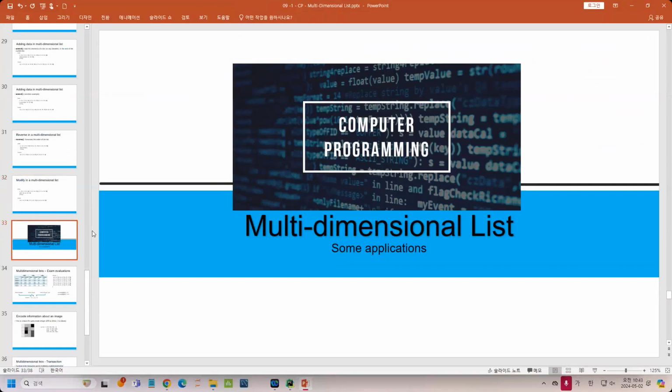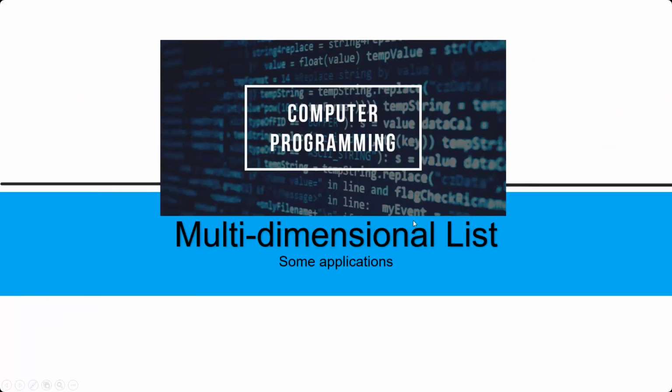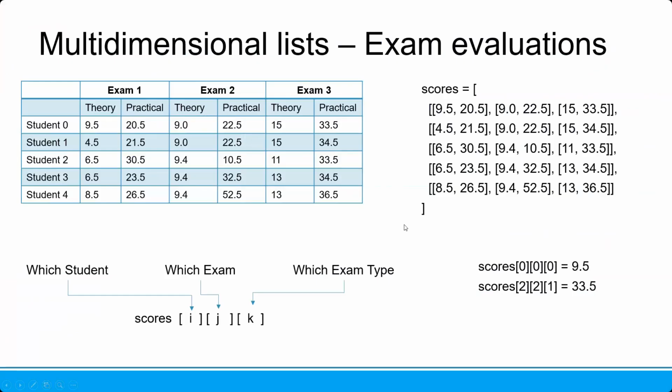So some applications of the two-dimensional list. If we have only two dimensions, row and column, then we call this a two-dimensional list. But we can also have a multi-dimensional list. Multi-dimensional list means more than two. Okay, let's see this one.